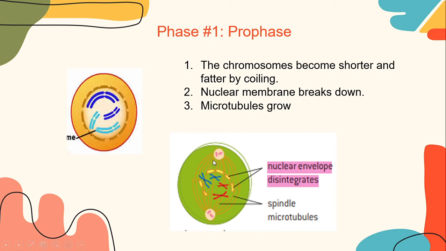Here are the microtubules, and we will know the importance of them during the next phases. So, during the prophase, the chromosomes are visible and clear, they are shorter and condensed. The nuclear membrane will dissolve or break down, and the microtubules will grow.